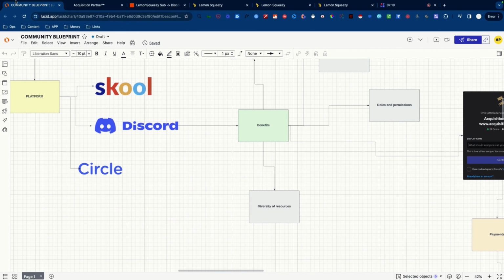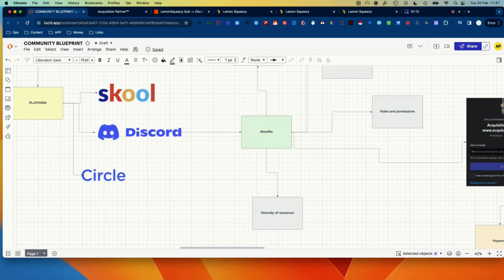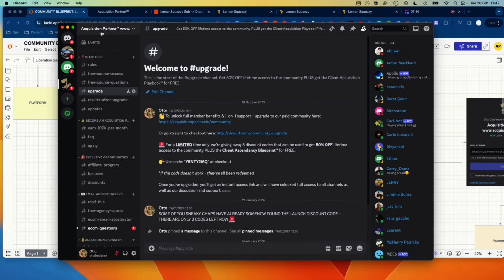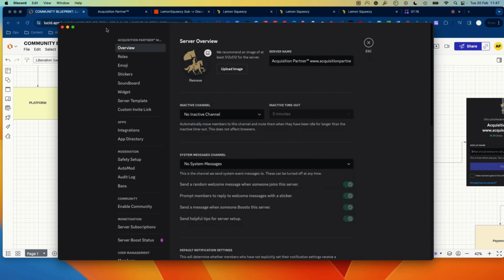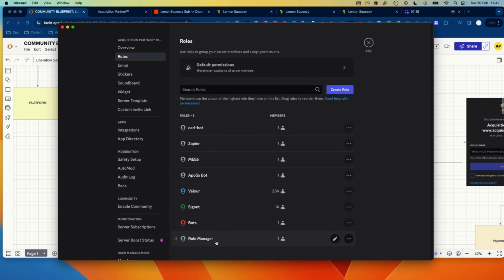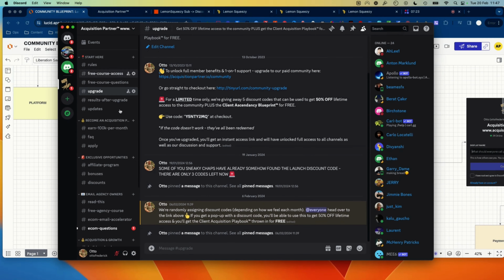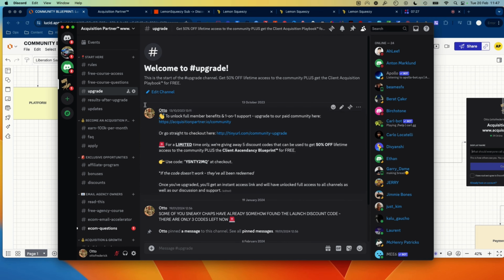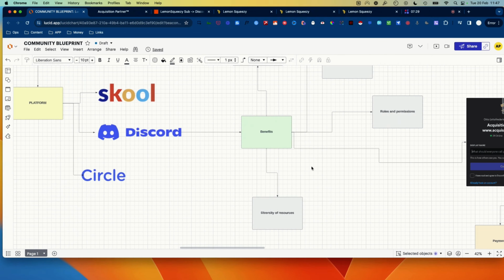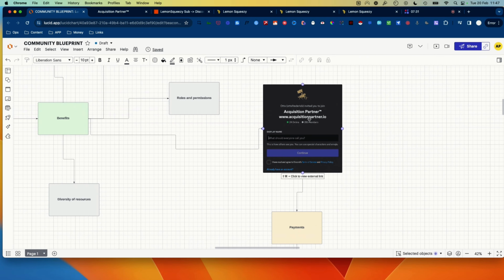Equally, in Discord, you can set roles and permissions. So within your server, you can go to settings and roles, and you can set a number of different roles here, which will basically mean you can give different access to different channels depending on the role assigned to each individual user. Okay, so that was one of the use cases for us.